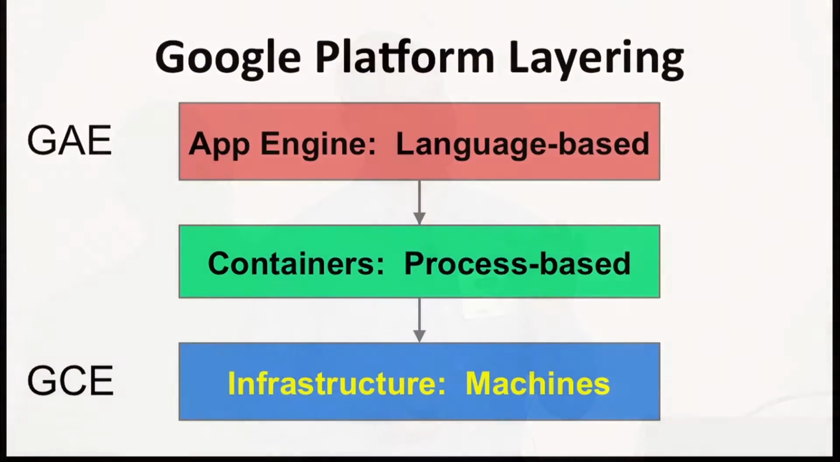The bottom, GCE, is like AWS in the sense that it's really about virtual machines. And so you can get virtual machines, you can put your own OS on them, a fairly normal thing. What's interesting is this middle space, that's what I'm excited about, which you can think of as the process level of sharing.